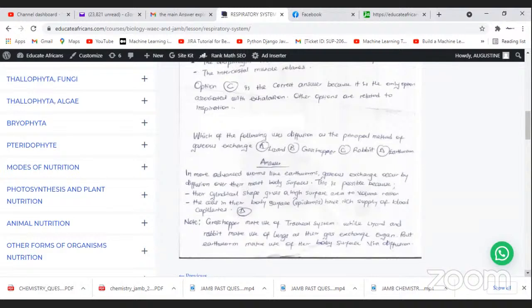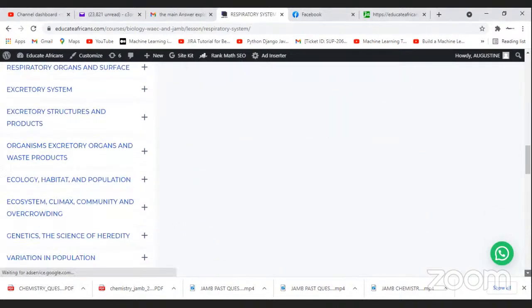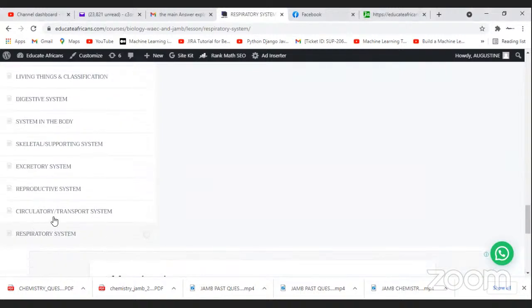But also note that grasshopper makes use of the tracheal system, while lizard and rabbit make use of lungs as their gas exchange organ. But earthworm makes use of body surface via diffusion. So take note of this. Okay, that is the last one we looked at, which is the respiratory system.